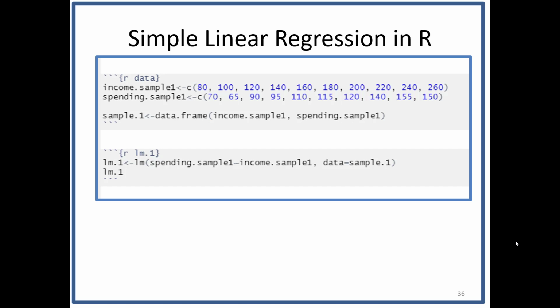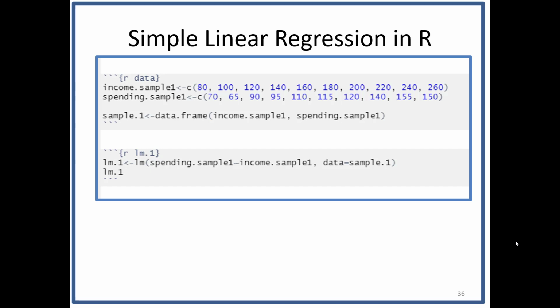So how do we estimate the line, the slope and the intercept, given a sample or a set of observations of x and y in R? This is what this slide shows. What I've done here is type in the observations for income.sample1 and the observations for spending.sample1, and then put them in a data frame. I'm just calling the data frame sample.1.